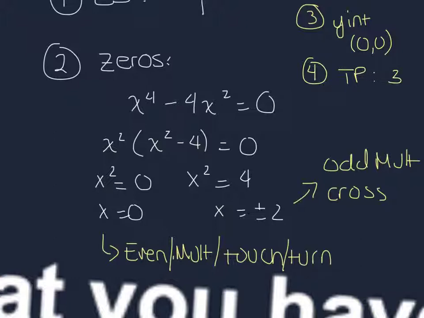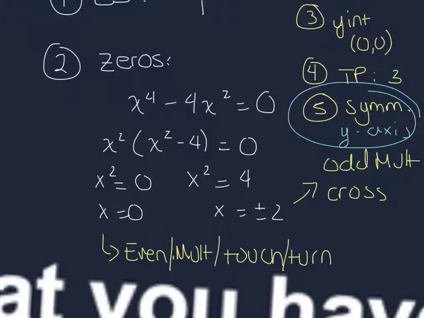Does this have symmetry? If I put in a negative for x, does it change the function? No. That's y-axis symmetry. So this one has y-axis symmetry. So I'm going to make the left look like the right when I'm graphing it. That's what's going to help us out when we're graphing it.